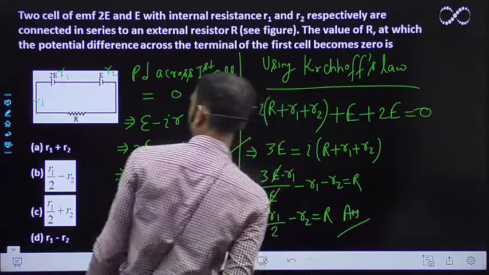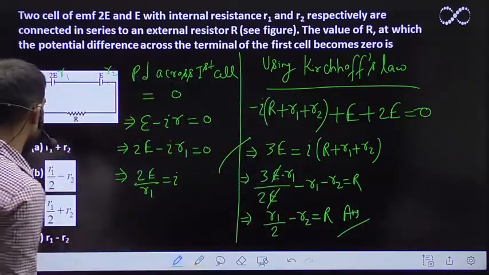Now you can see which option is coming. R1 by 2 minus R2. So option B is the correct.